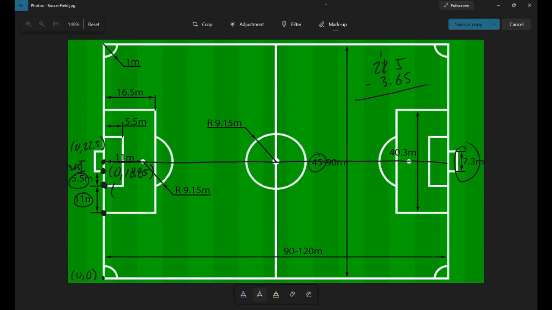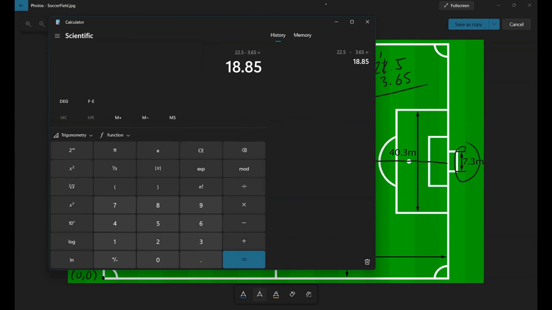Next up, x is still 0. Now the y-coordinate is 5.5 less than 18.85. And go back to the calculator, minus 5.5, enter, 13.35.